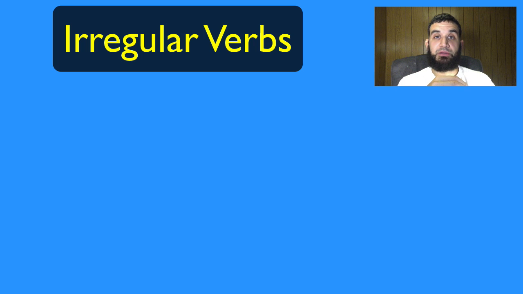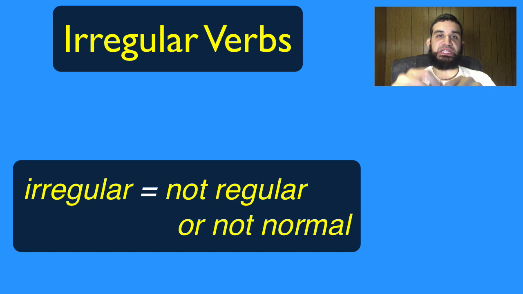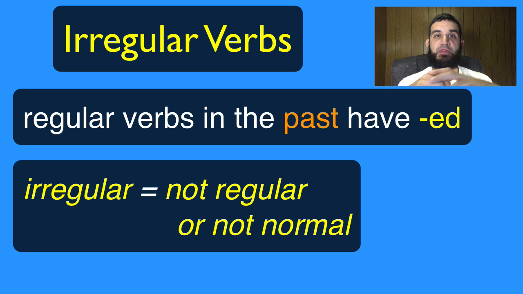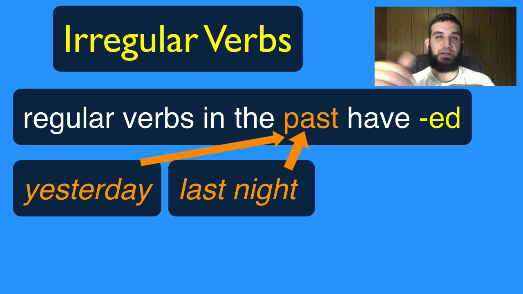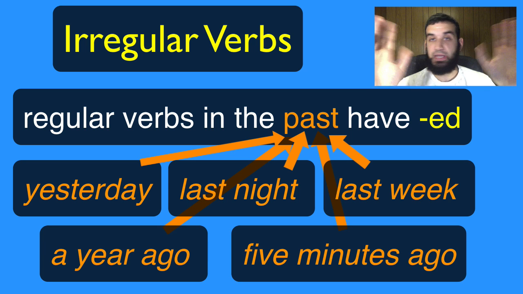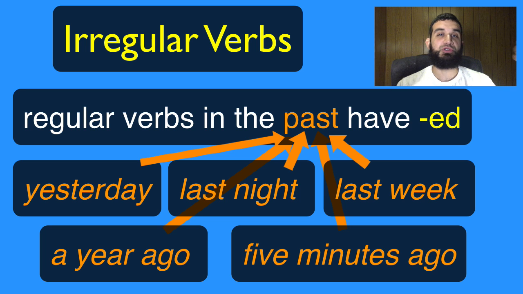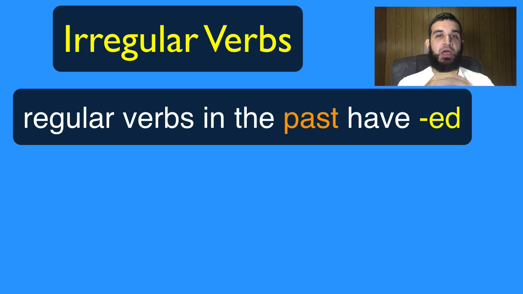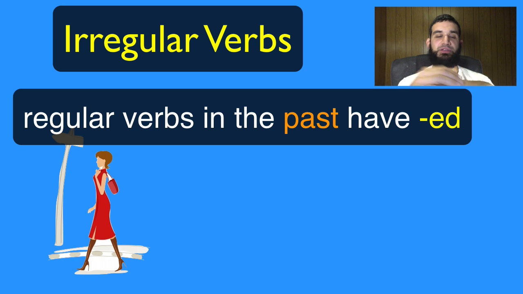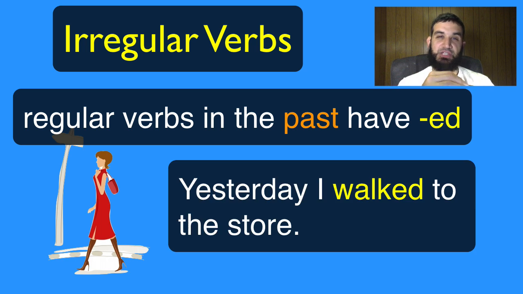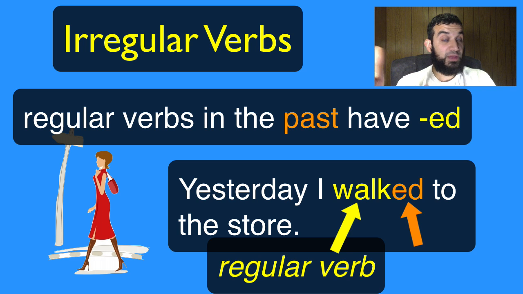Let's move on to irregular verbs. An irregular verb is a verb that is not regular or not normal. When you use regular verbs to talk about the past, like yesterday or last night or last week or a year ago or 5 minutes ago, anytime you're talking about the past, you add the letters ed to the verb. So if you want to talk about walking to the store yesterday, you would say, "Yesterday I walked to the store." Notice how in this sentence, ed is at the end of walk because it is a regular verb and I'm using it to talk about the past, to talk about yesterday.